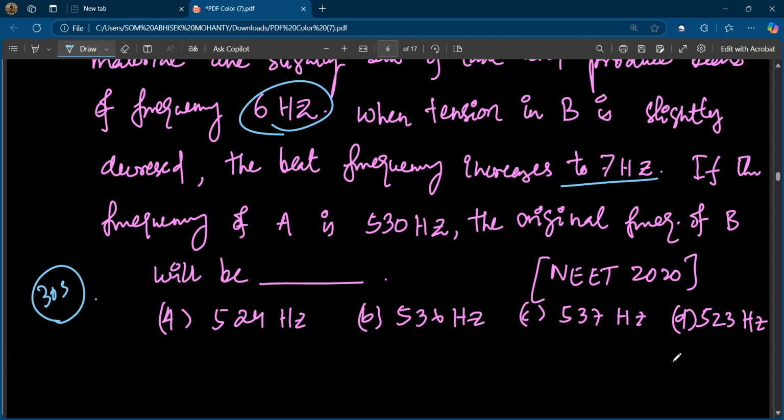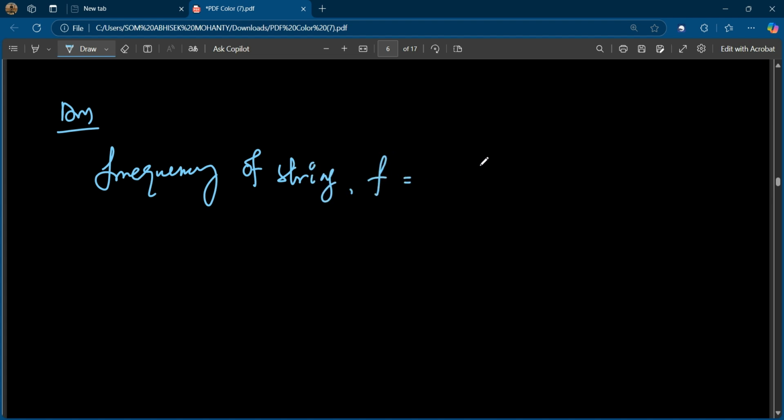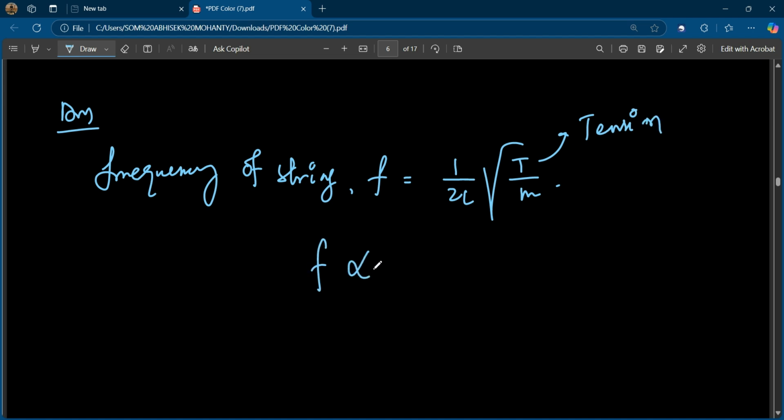All right. So the frequency of a string, the formula is f is equal to 1 by 2l root over of T by m, where T is your tension. So frequency is directly proportional to root over of tension.